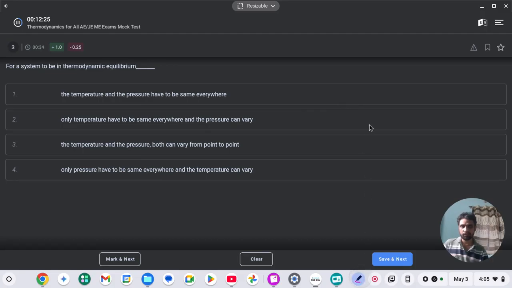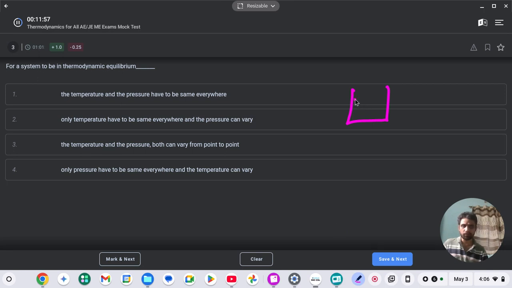suppose this system is in, we know, chemical equilibrium, we know mechanical equilibrium, and we know thermodynamic equilibrium. For thermodynamic equilibrium, temperature and pressure have to be the same everywhere. So the question's option 1 will be correct.